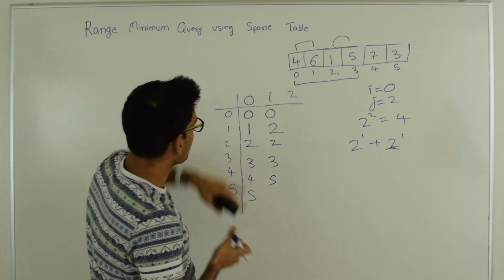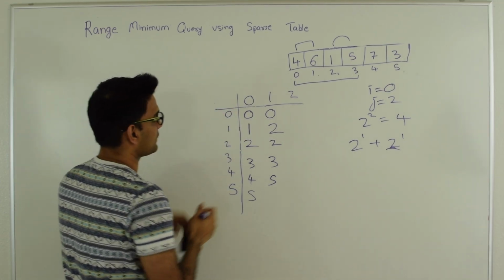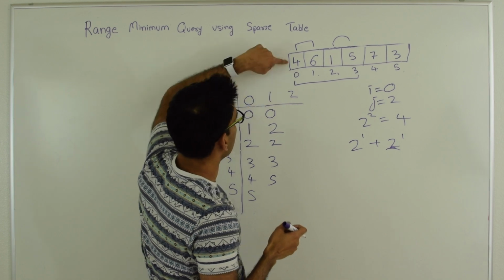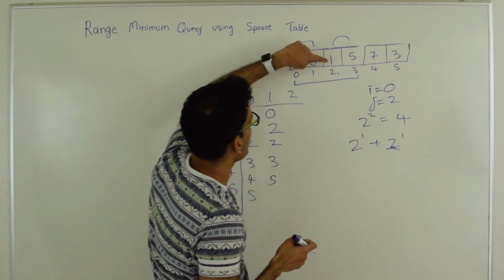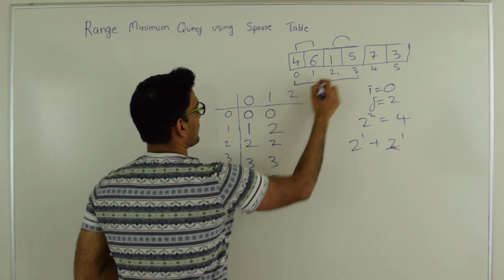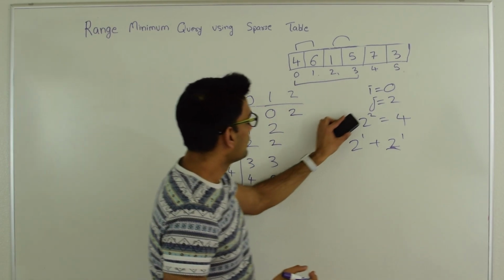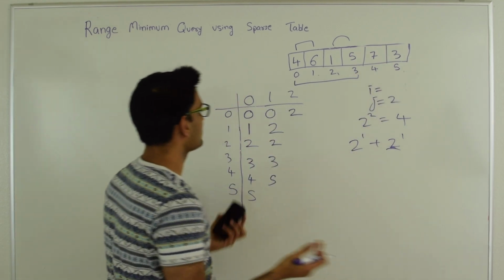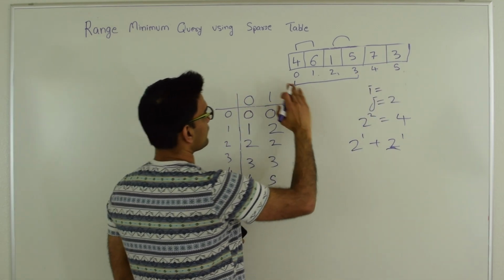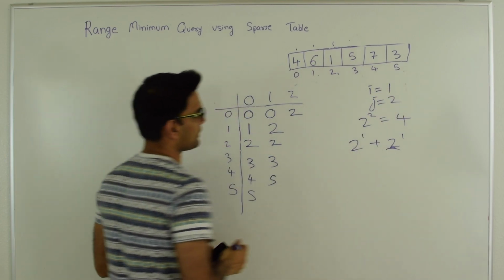So then we are looking for the minimum of 0 and 2. At index 0 we have 4, at index 2 we have 1, minimum of these two is 1, and the index of that is 2, so this value becomes 2. So as you can see, we calculated this in O of 1 time. So now our i becomes 1.